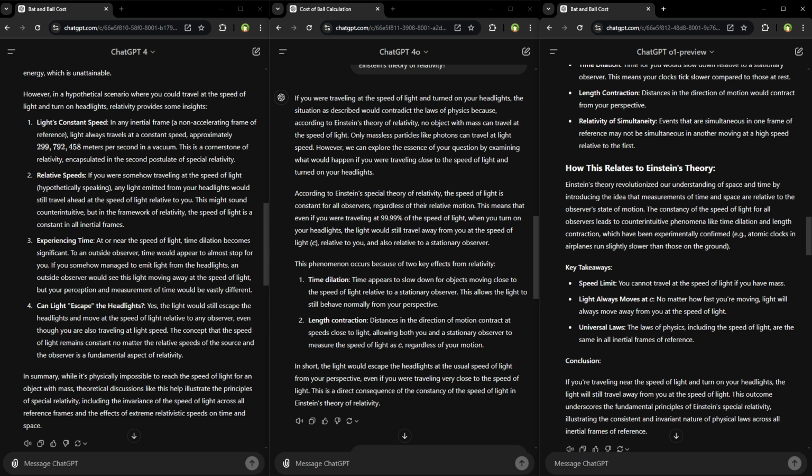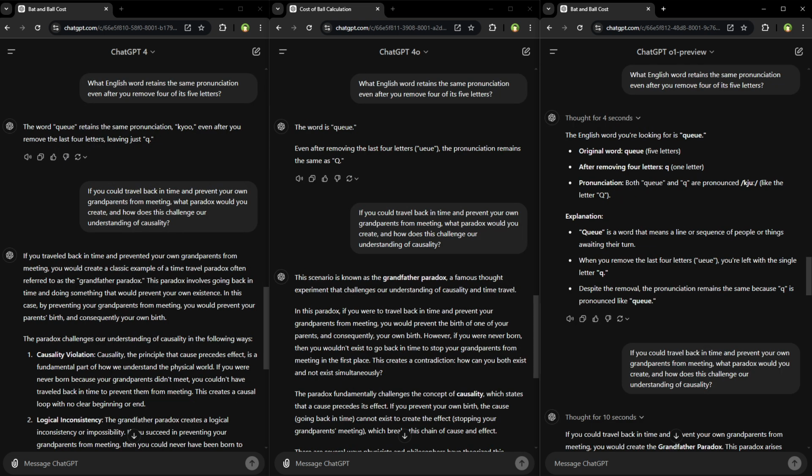discussing both the impossibility of reaching light speed and the behavior of light when traveling near it. However, the length could be trimmed slightly. Answer from ChatGPT 4o is the best due to its clarity and simplicity, while still accurately addressing the core aspects of special relativity.